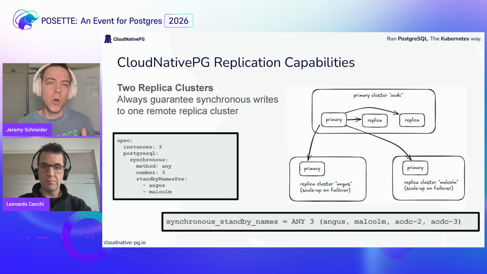Well, you can even do multiple Kubernetes clusters, and CloudNativePG will allow this configuration. This way, you're guaranteeing that every transaction goes to at least one of the remote clusters, but there are 2 of them there, right?